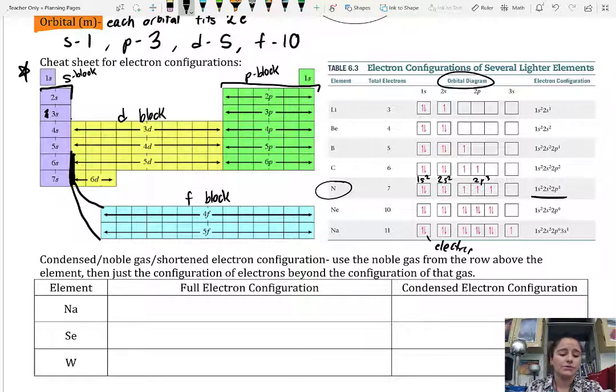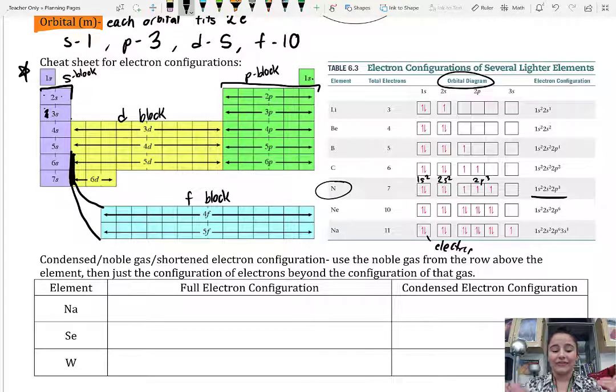Now, I want to note something. In general, it goes 1s for the first row, 2s, 2p, 3s, 3p, 4s, whoa, 3d. D orbitals are really high in energy, and we'll talk about the reasons why in a second. So for that 4th period, groups and periods, that 4th period is actually going to be the 3d electrons.